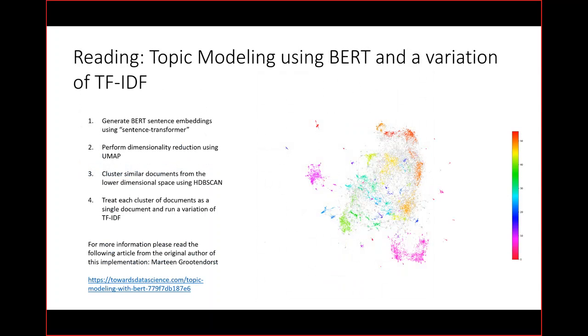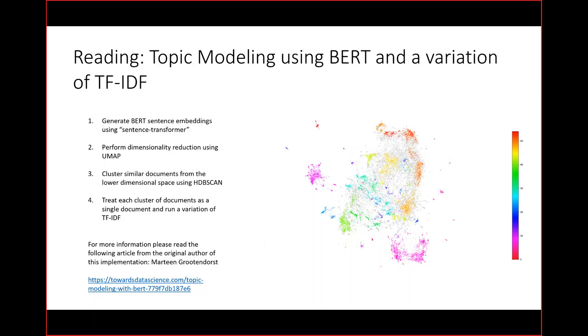Another approach people are using is using BERT to do topic modeling. And again, with BERT, what they do is they generate the embeddings using BERT, not like Glove or fastText. So they use a sentence transformer library that allows you to generate those sentence embeddings. And then they use UMAP and HDBSCAN to first do the dimensionality reduction of those embeddings, and then to cluster those documents into a lower dimensional space using HDBSCAN.